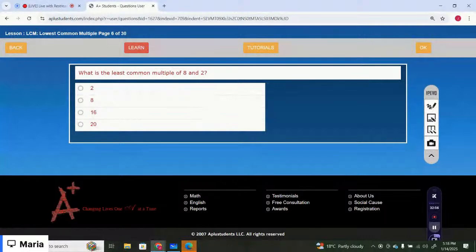What is the least common multiple of 8 and 2, which is the correct option? The correct option is 8. Option number 2 is the correct option.